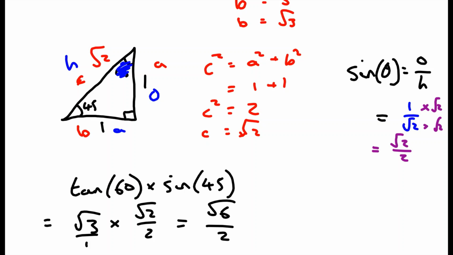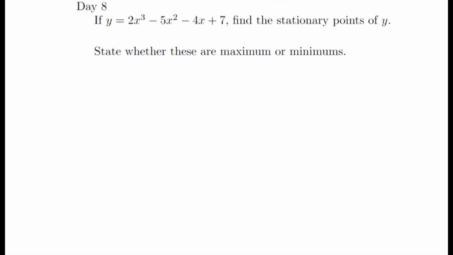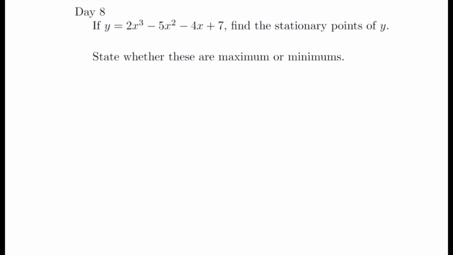So the question for tomorrow. So here we've got day 8's question. We've got y equals 2x cubed, take away 5x squared, take away 4x plus 7. And we want to find the stationary points of y. But we also need to state whether these are maximums or minimums.